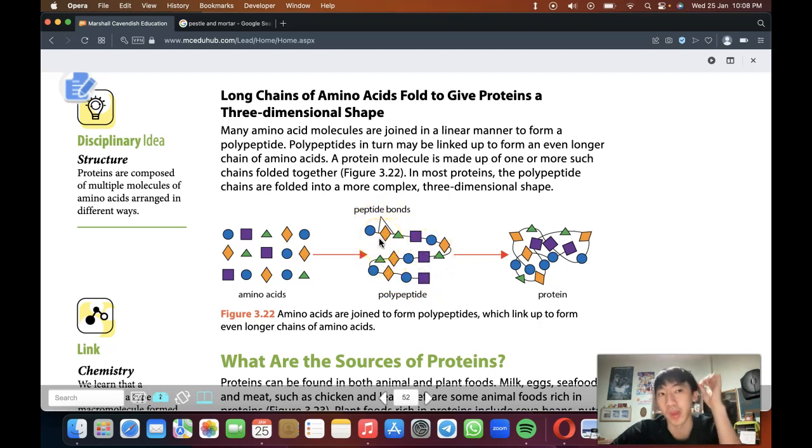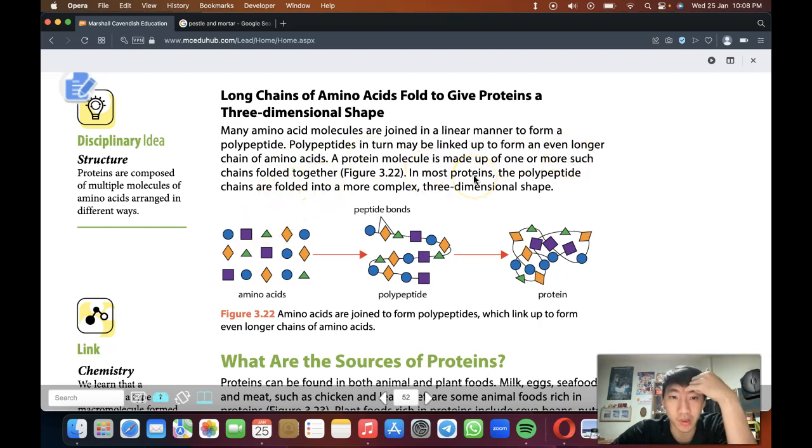Usually anything more than 2 amino acids is called a polypeptide. So maybe 2 to about 10 amino acids you can consider a polypeptide, but more than that is usually considered a protein already. The polypeptides are then linked up to form an even longer chain of amino acids, and a protein molecule is made up of one or more such chains folded together.